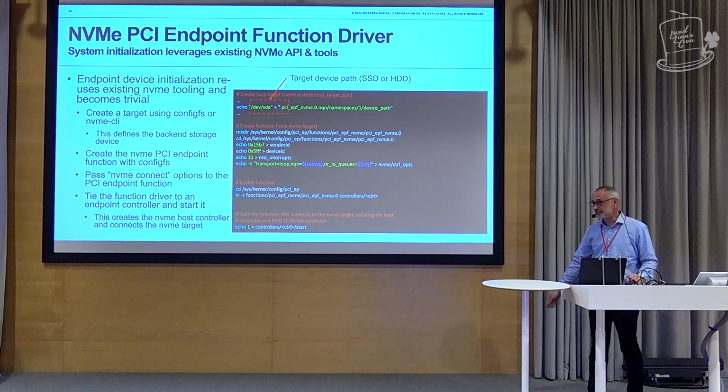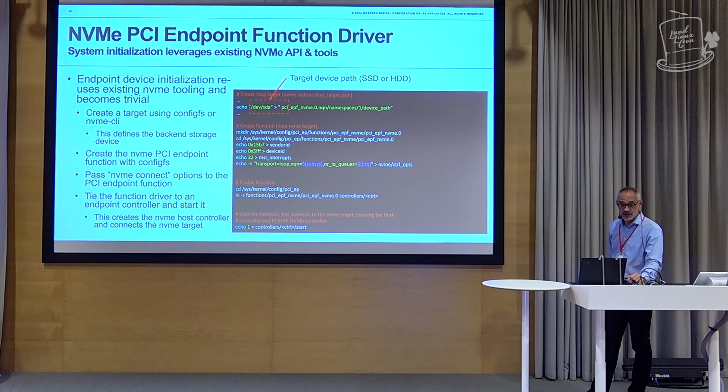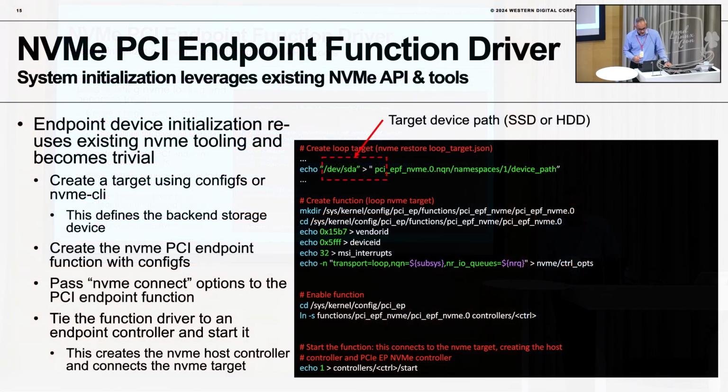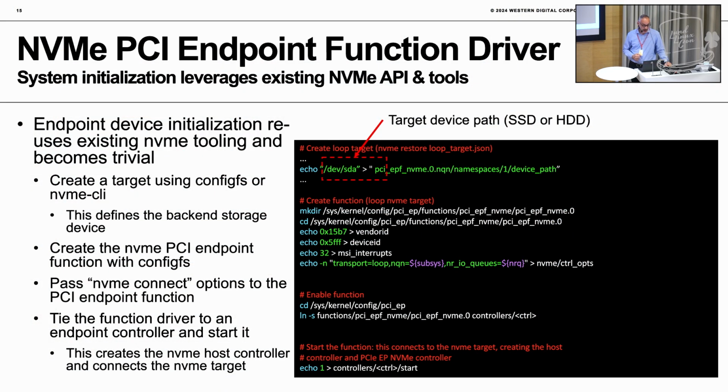For configuring this, it's actually very easy. Again, because we reuse the NVMe fabrics code, how you configure your backend storage is essentially the same as how you configure a host and target system with NVMe. So you can either use nvme-cli with a configuration file for it, or directly write into configfs, which is the example I have here.